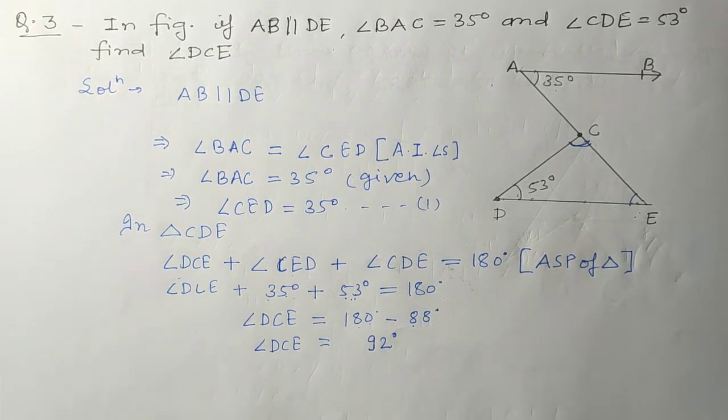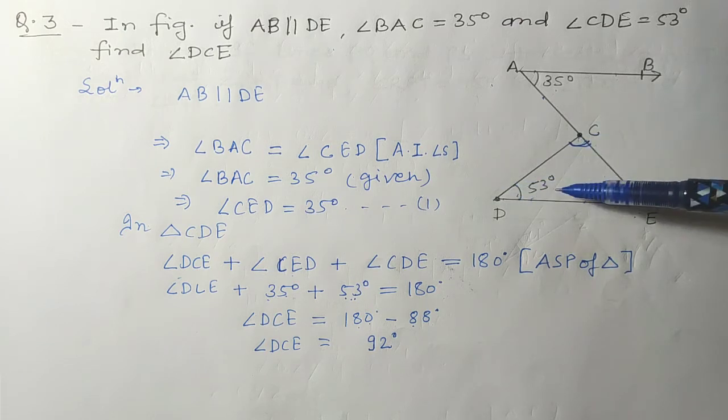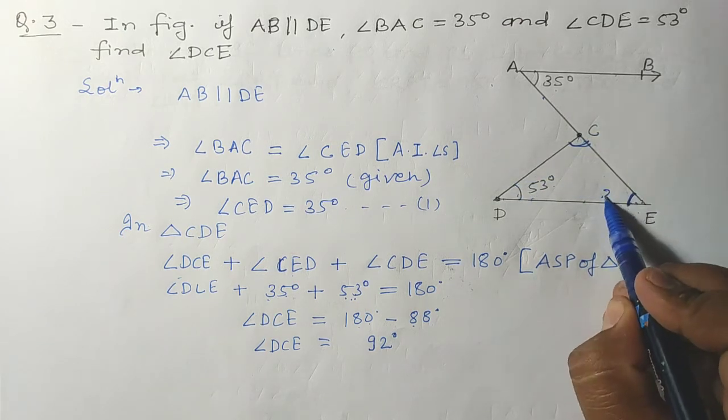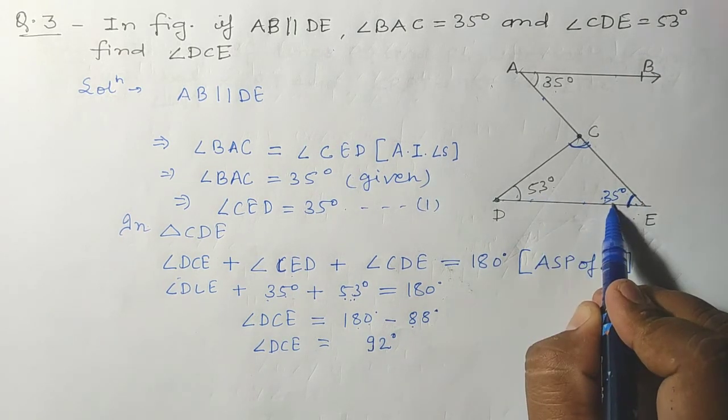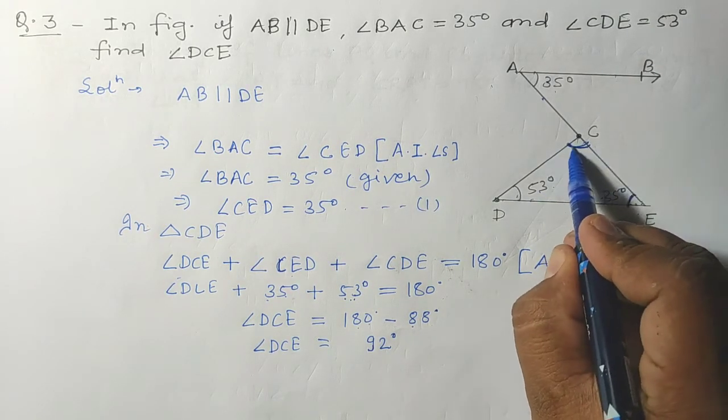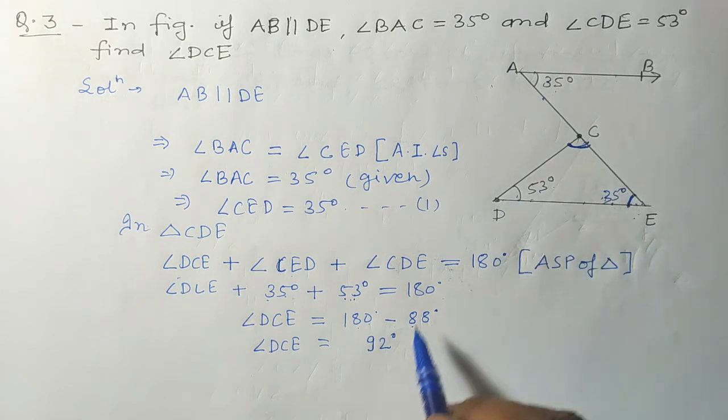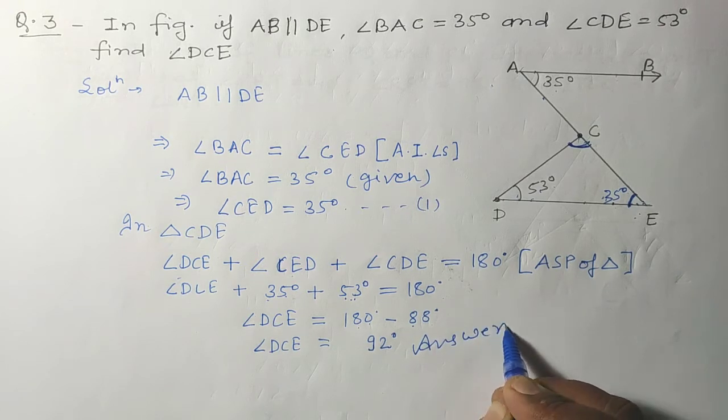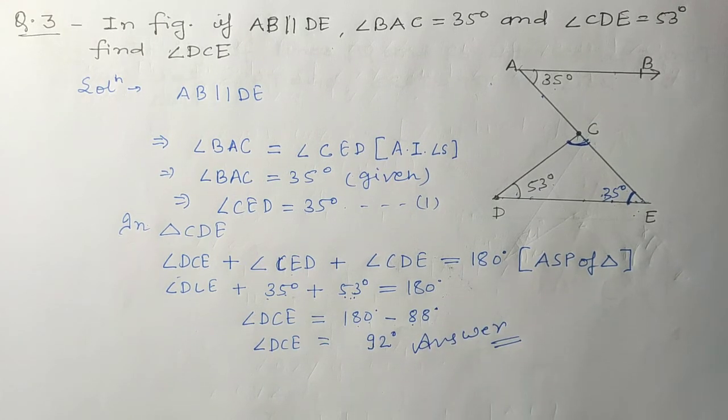What we have done, see once again: these two lines were parallel and this is the transversal. So if 35 is this angle, then from the alternate interior angle property, this angle will also be 35 degree. Now in this triangle, this is 53, this is 35 degree. So 53 and 35 make 88 degree. We'll subtract it from 180 degree and we get 92 degree. So this is the answer of this question. Very easy question it was. So just pause the video and note it down.